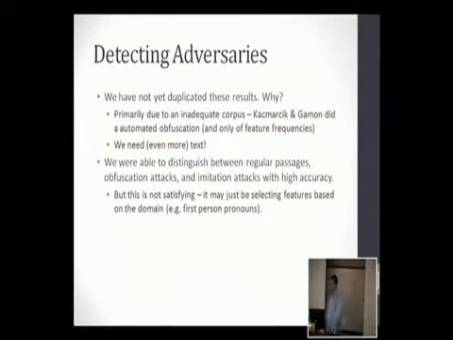But we were able to distinguish between regular passages, obfuscation attacks, and imitation attacks with high accuracy by training the classifier on different imitation, obfuscation, and known passages. We're much better at detecting imitation attacks and obfuscation attacks. It can say this is probably an imitation attack and this is probably an unmodified document. But there's something unsatisfying about that because we can't be sure that it's not simply picking up on the differences in the content of the passages, right?